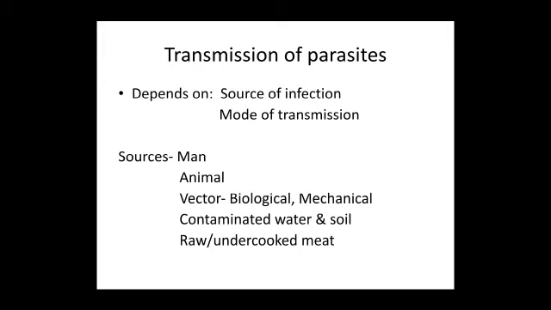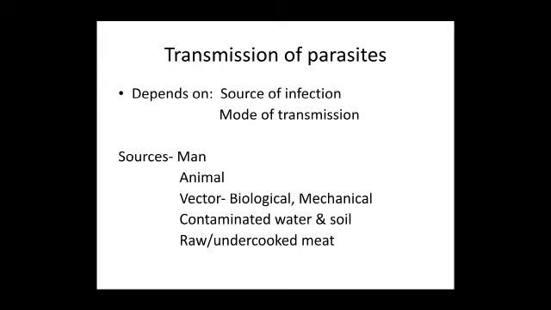Animal. The infection which is transmitted from infected animals to humans is called zoonosis. Right? So, examples of zoonotic diseases are echinococcosis from dogs and toxoplasmosis from cats.